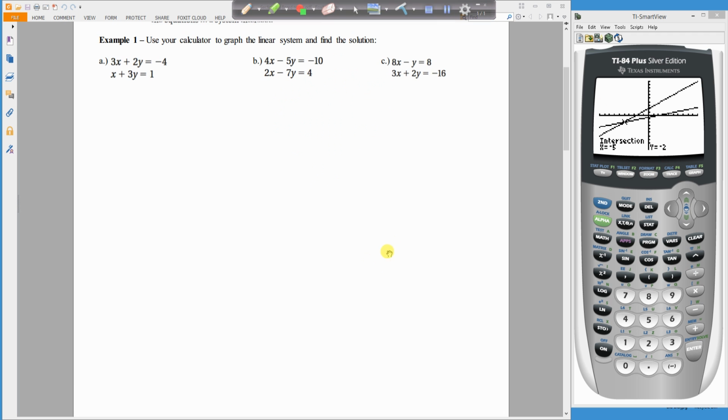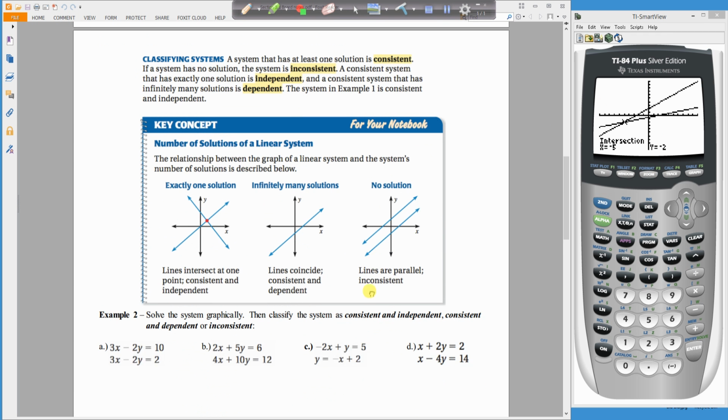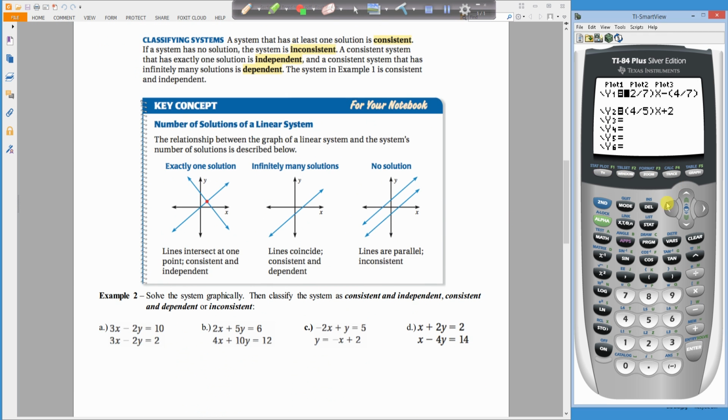All right, so let's go ahead and move on, and let's talk about classifying systems. So let me clear this out again. We're going to do more of this graphing on your calculator. Okay, so classifying systems. A system that has at least one solution is consistent, okay? And if a system has no solution, it's inconsistent. So this is just vocab that you have to know.